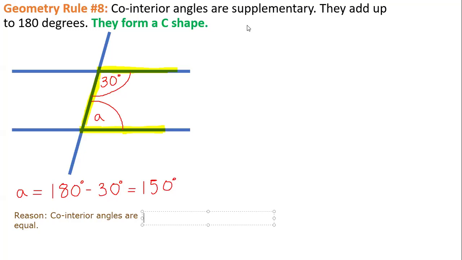Why is it equal to 150? Why is A equal to 150? Do you know?